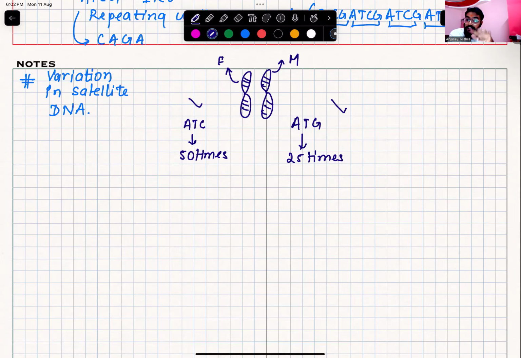The only place where this completely matches is when you are monozygotic twins. And there is a reason for that. The reason is everybody is formed from the mitosis of a zygote, right?